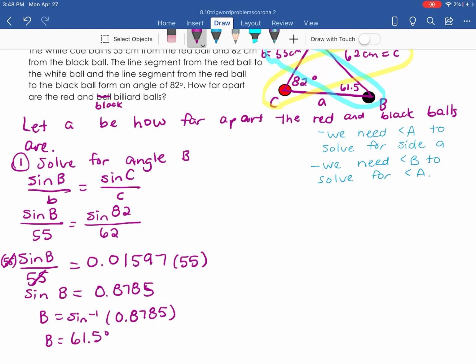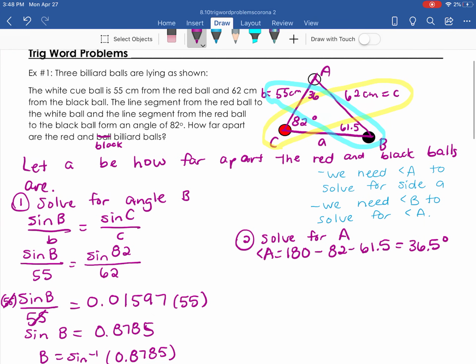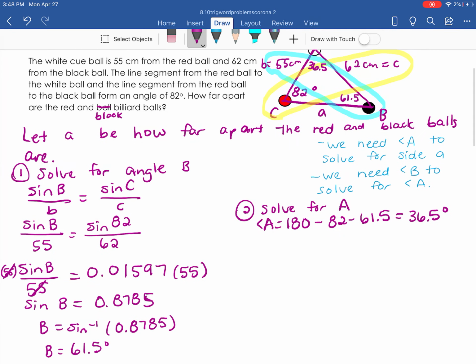Okay, so now to solve for angle A, all we have to do is 180 minus 82 minus 61.5 equals 36.5. Okay, so now we have angle A, and now we can do side A. So just keep going, and as you go along, I recommend you fill in your triangle so then you know where you're at and what you need to find still.